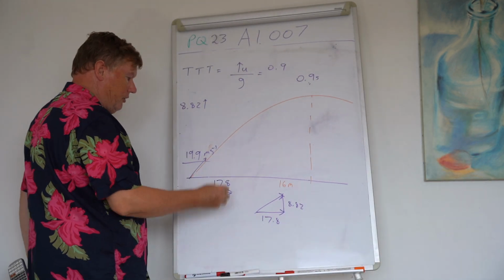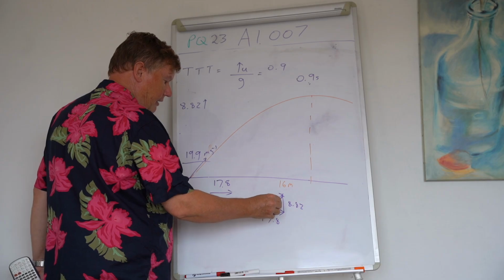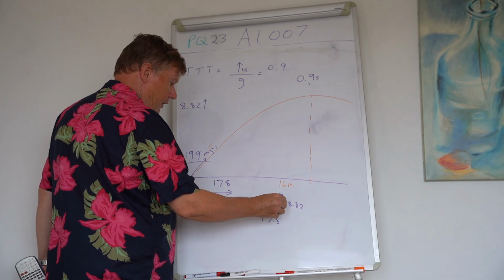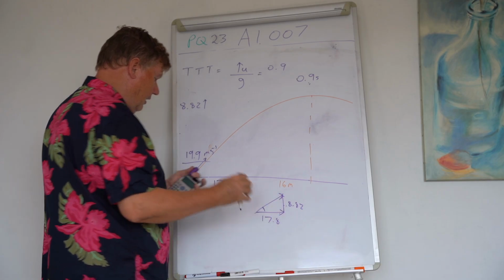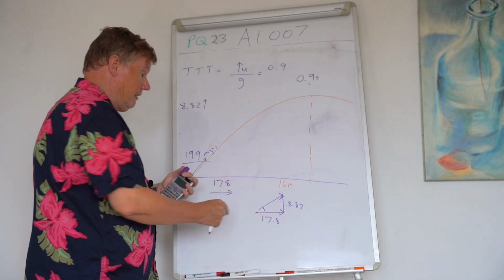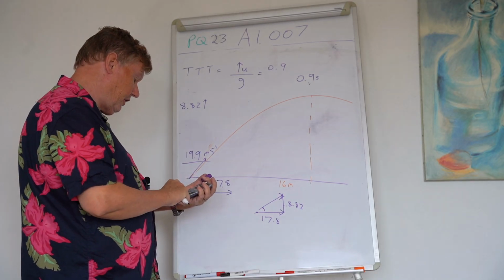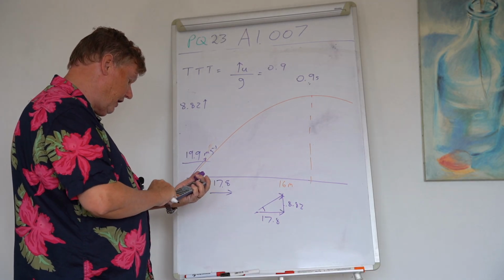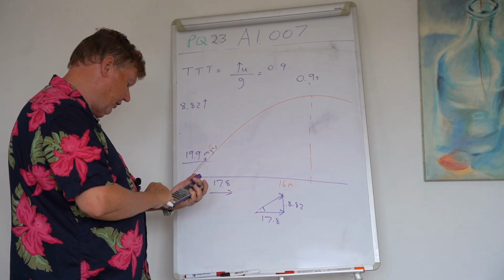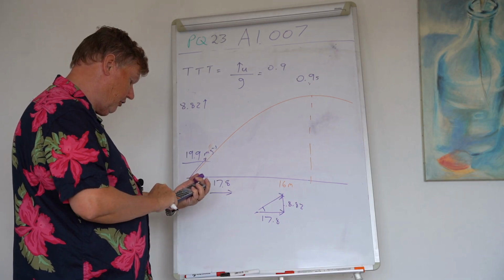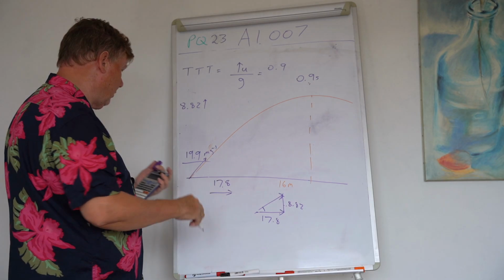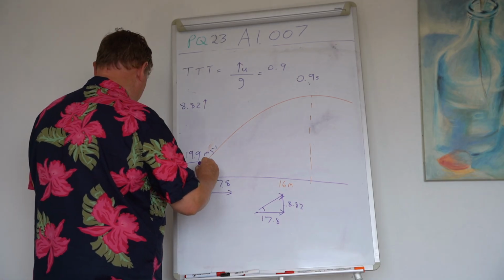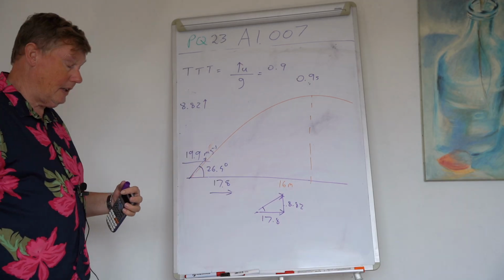The angle to the horizontal at which it leaves the ground, back to this triangle here, that angle there is the tangent. So if I divide that number by that number and then arctan it, I'll get the angle. So shift tan, 8.82 divided by 17.8, close brackets, equals 26.3, 26.4 degrees. Okay, that's part C.